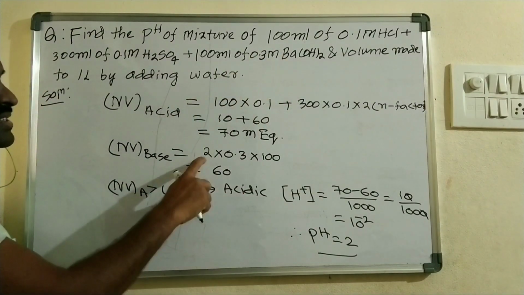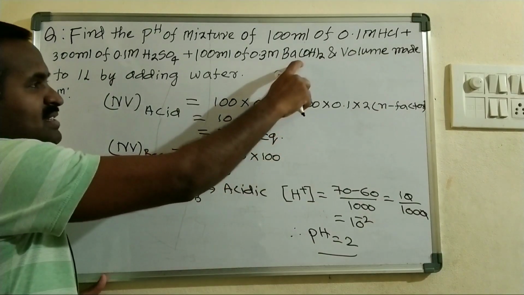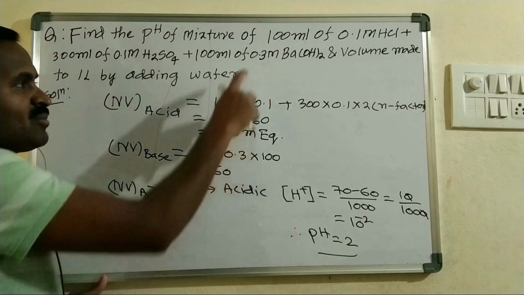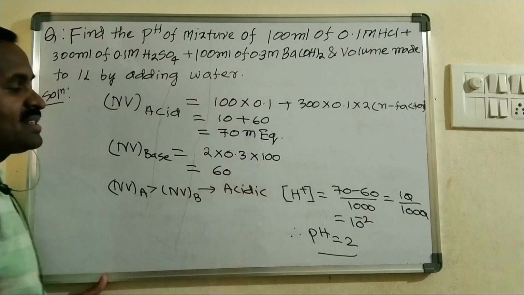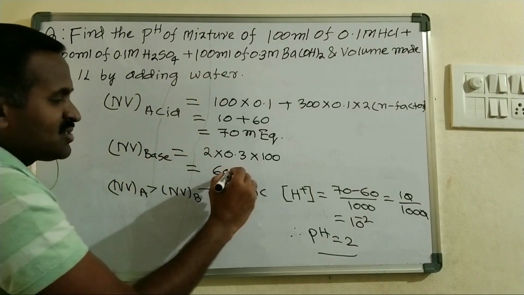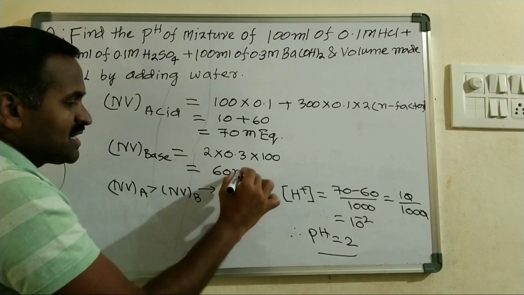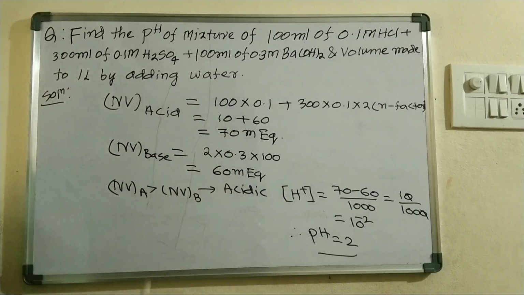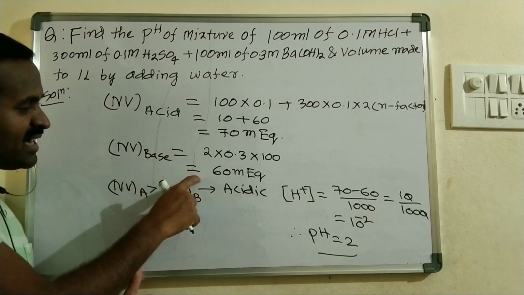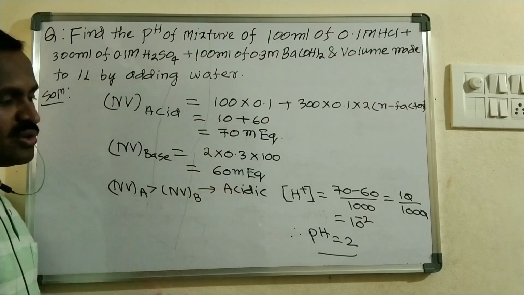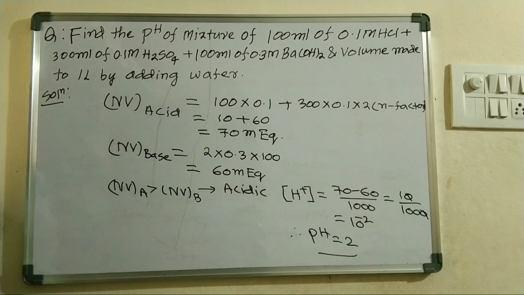is given, that is a diacidic base, its N factor is 2, into its molarity 0.3, and its volume is given as 100 ml. So when we multiply this one, you will get a total of 60 milli equivalents, right? But here the NV product of acid is more than the NV product of base. That's the reason the resulting solution should be acidic in nature.